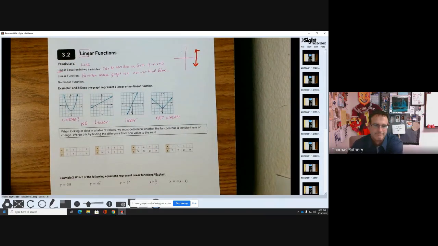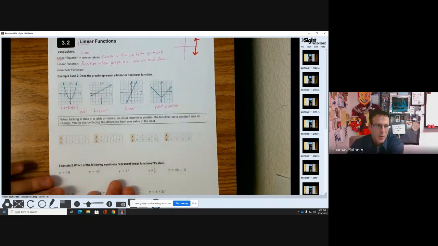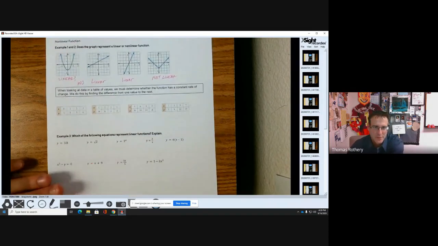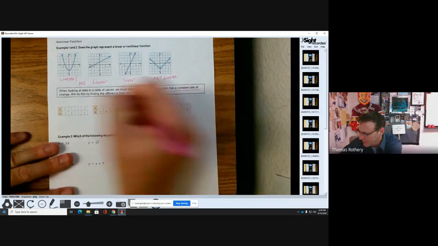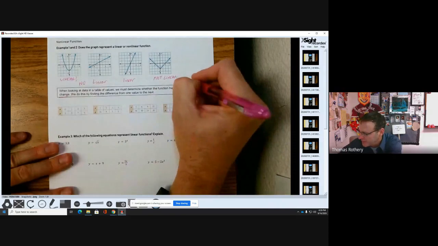All right. I hope you thought that was pretty easy. I don't know if it gets any easier than that. When looking at the data in the table of values, we must determine whether the function has a constant rate of change. Constant rate of change is another name for slope.